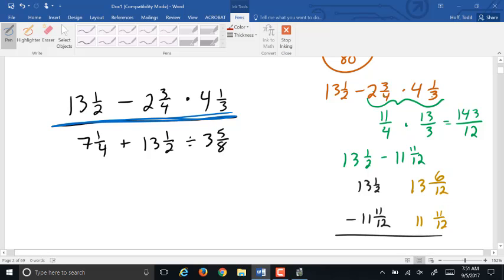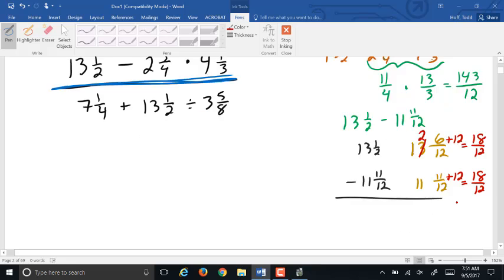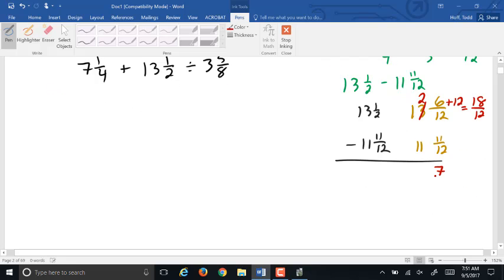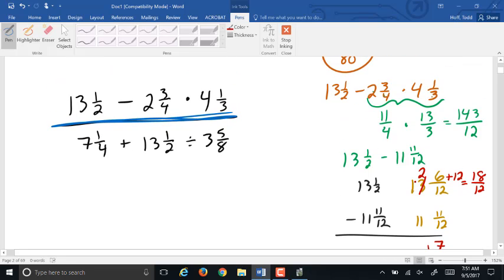Now 6 minus 11 can't be done, so we borrow from the 3. That's a 2. What's this become? 18. Good. We add the denominator to the numerator to get 18 twelfths. So 18 minus 11 is 7 twelfths. 2 minus 1 is 1, and the 1's cancel out. So we got 1 and 7 twelfths there. So the top of this is 1 and 7 twelfths.